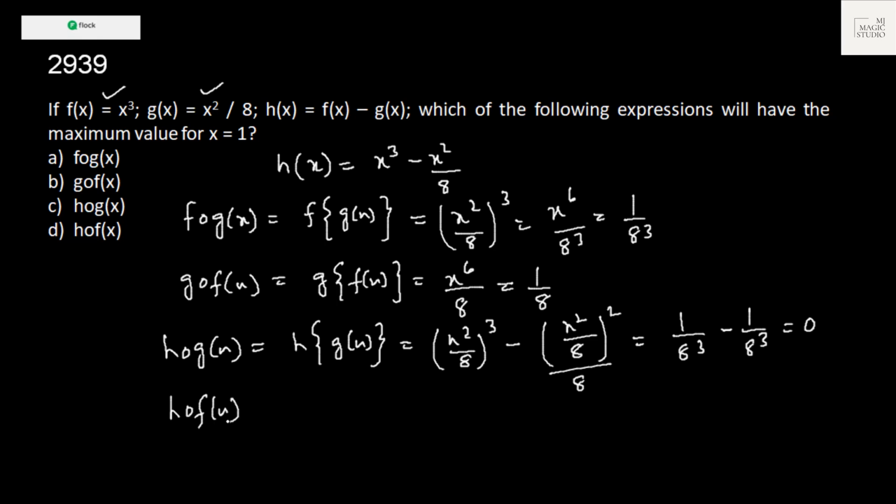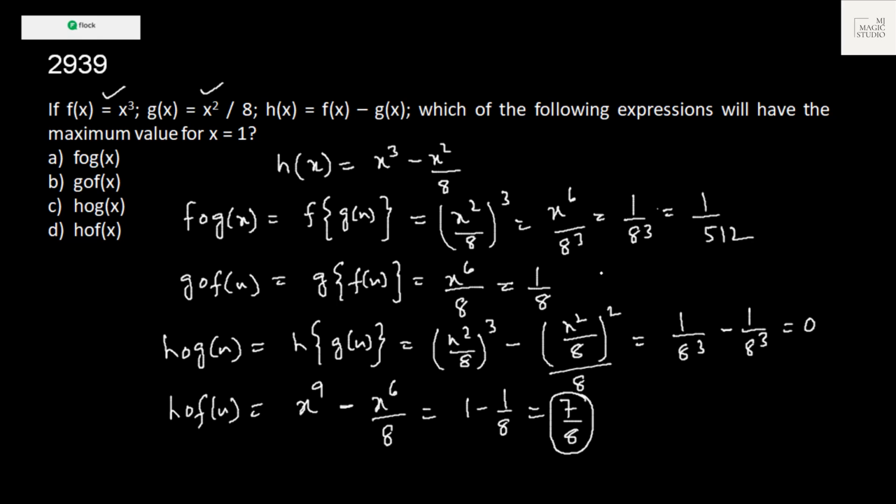H of f(x), in place of x we will put f(x), that is x cube. So this would be x cube cubed, x to the power 9, minus x to the power 6 by 8. So 1 minus 1 by 8, that would be 7 by 8, which would be the maximum value out of these four. This is 1 by 8, this is 1 by 8, this is 0, and this is 7 by 8. H of f(x) should give the maximum value when x is equal to 1.